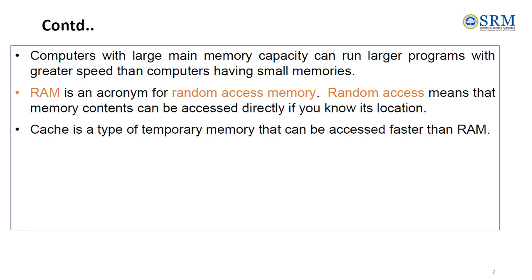The computers with large main memory capacity can run large programs with greater speed than the computers having smaller memories. RAM is the acronym of random access memory. Random access means that memory content can be accessed directly if you know its location. So based upon the location, you can directly access the RAM. Cache is a type of temporary memory that can be accessed faster than RAM, because it's a faster technology compared to the normal RAM.